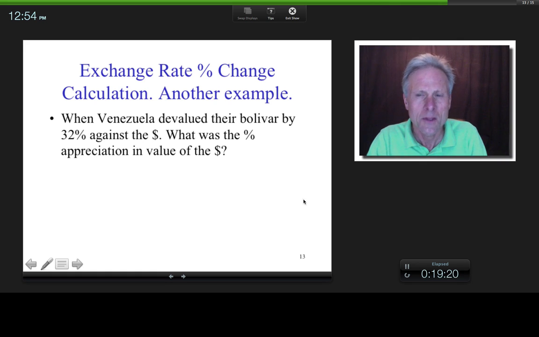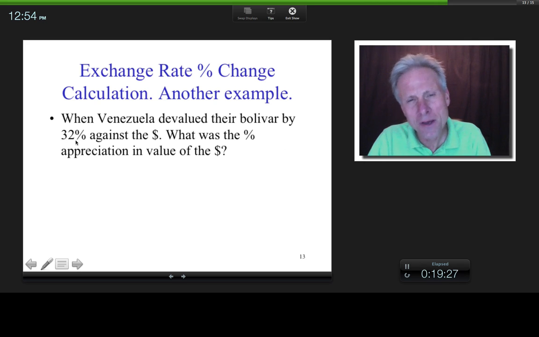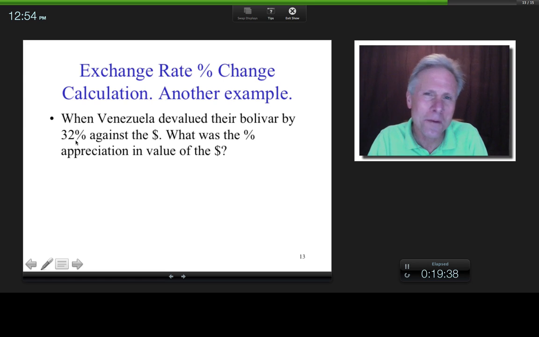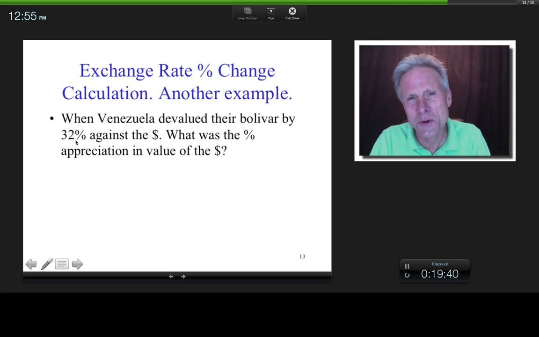Okay? So first of all, when I look at this number here, this 32%, is it fair to say that there was a percentage change in the value of the bolivar? Fair or unfair? That's fair, right? So could I apply my E1 minus E0 divided by E0 formula? I could, right? And if I did, in the case of how much a single bolivar has changed, the answer would be equal to what?